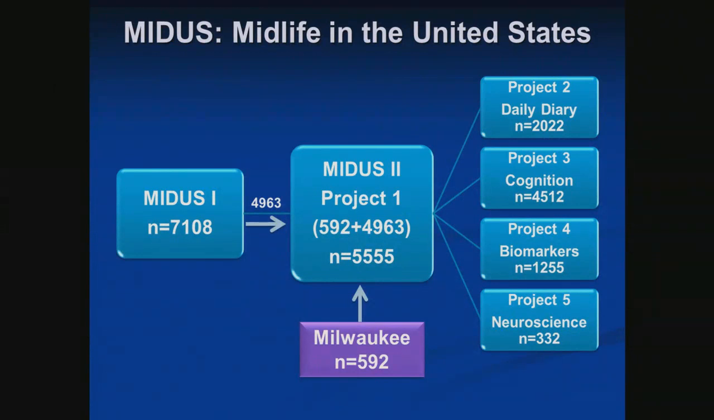Project 3, there were cognitive assessments done. Project 4 is the big project that we use often, where biomarkers were assessed. So we only have biomarkers for MIDAS 2. We do not have any biomarkers at MIDAS 1, okay? And then Project 5 was a neuroscience, like an imaging sub-study. So this is just an example of some of the things you can get from MIDAS, but not everybody was at everything.